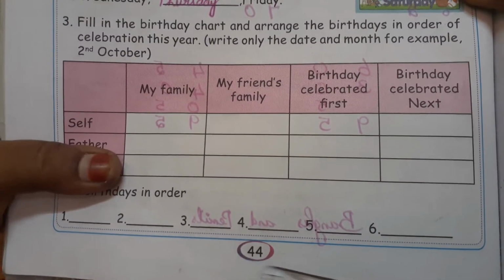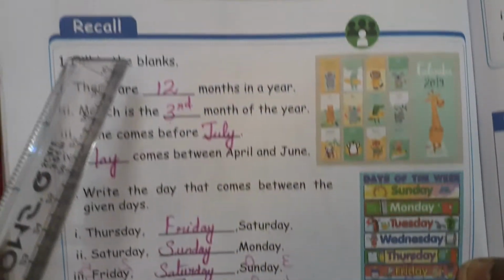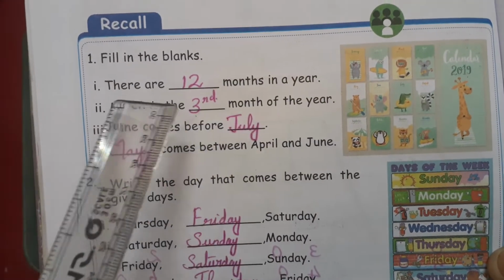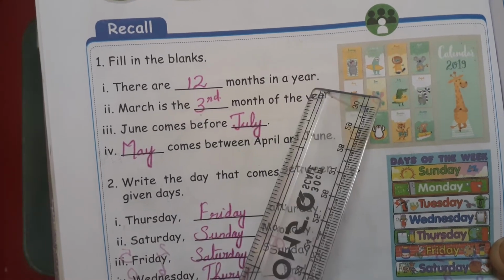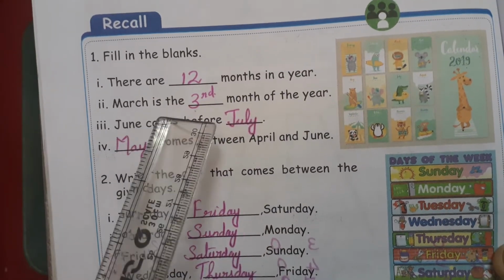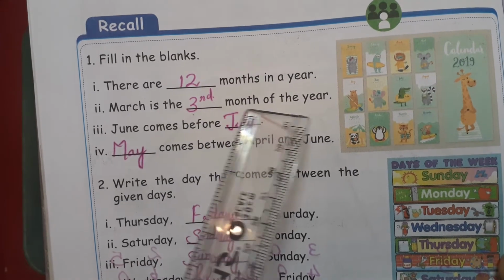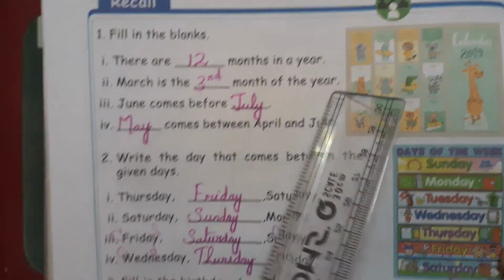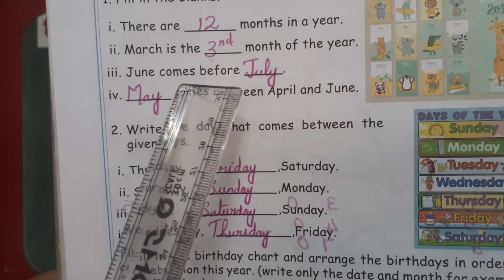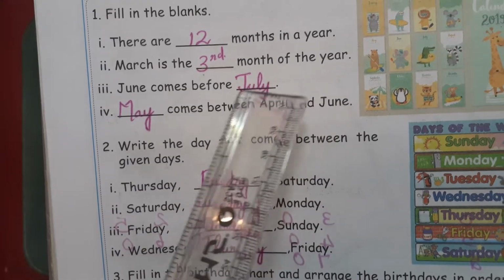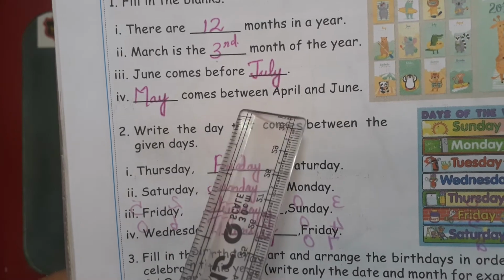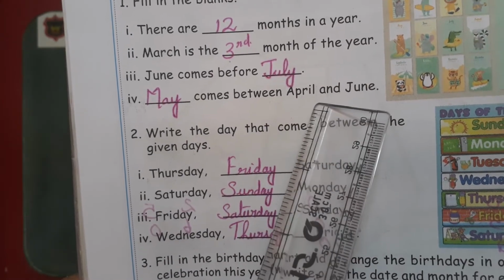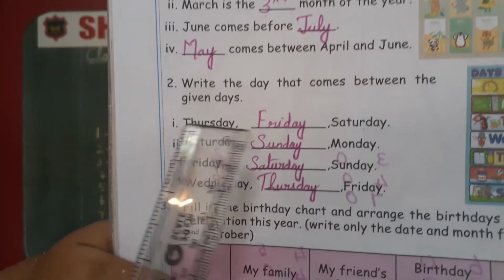Students, take page number 44. Fill in the blanks. There are 12 months in a year. March is the 3rd month of a year. June comes before July. May comes between April and June.